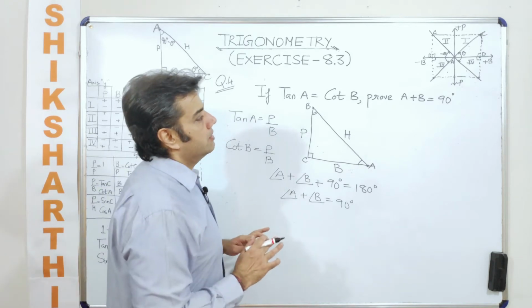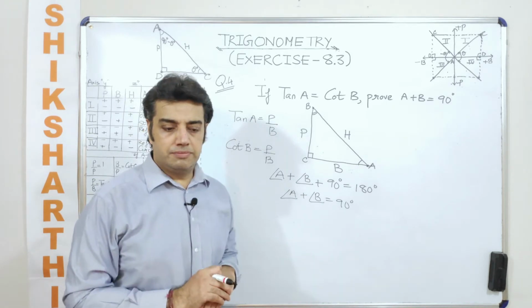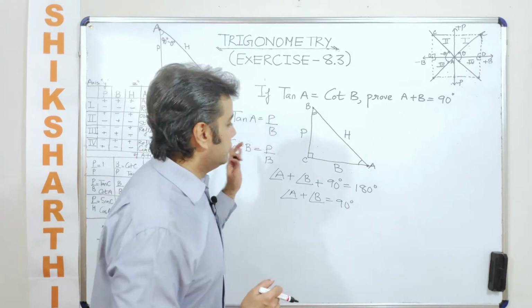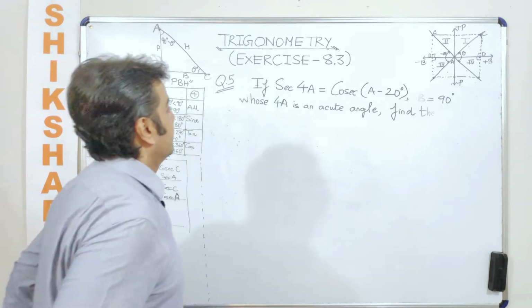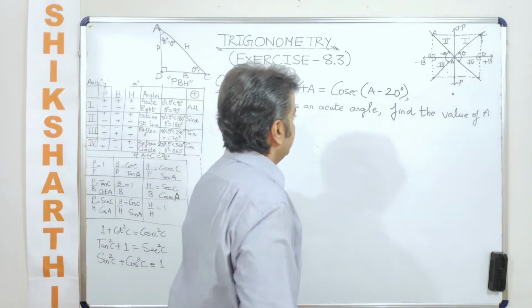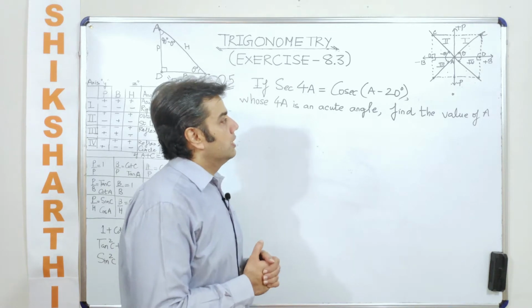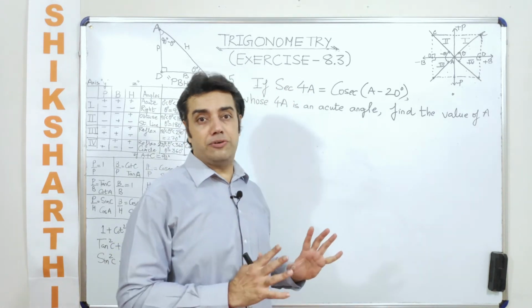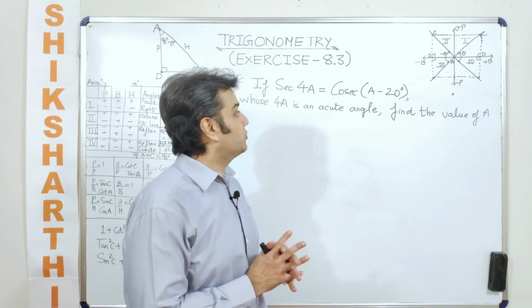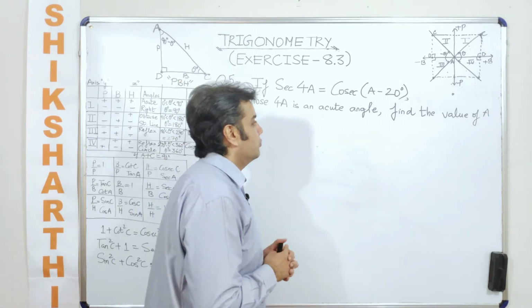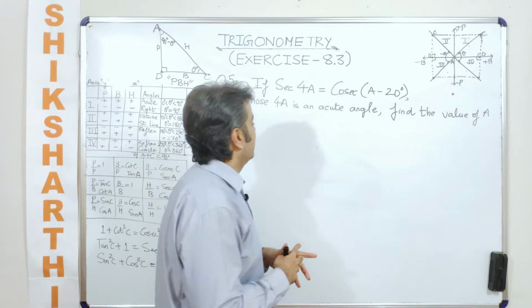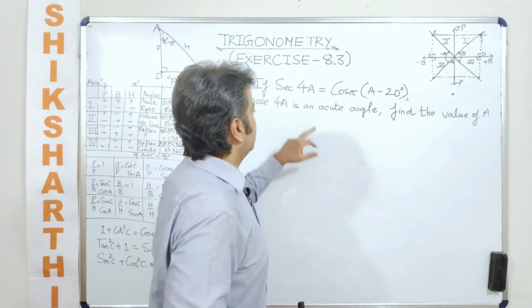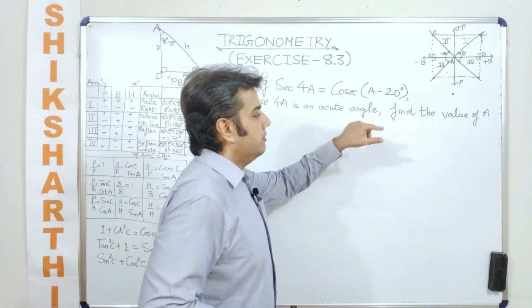This is the best way in which you can prove this. I hope you understood. So let's move on to question number 5 now. Question number 5 says, if sec of 4A is equal to cosec of A minus 20 degrees. I hope you heard it correctly. I never said sec of A, I said sec of 4A. So if sec of 4A is equal to cosec of A minus 20 degrees, where it is already given that 4A is an acute angle, find the value of A.